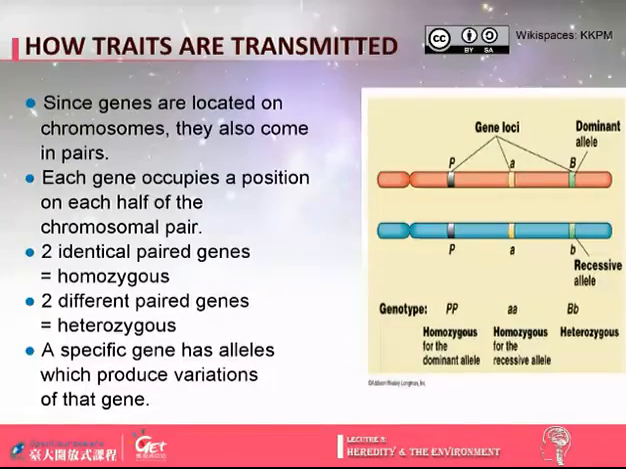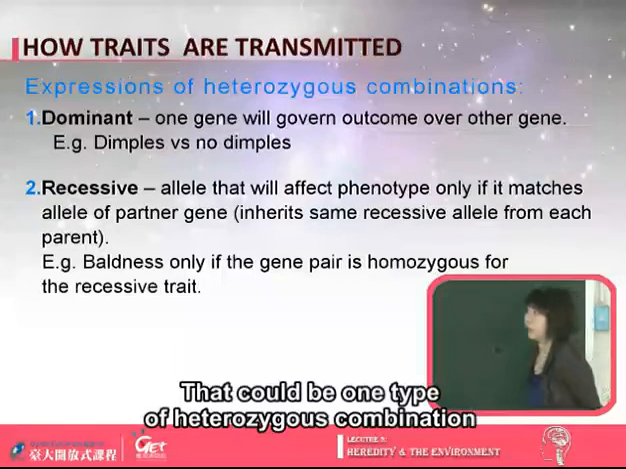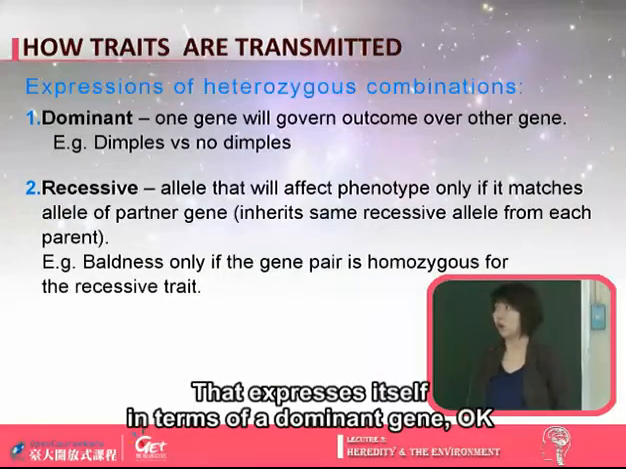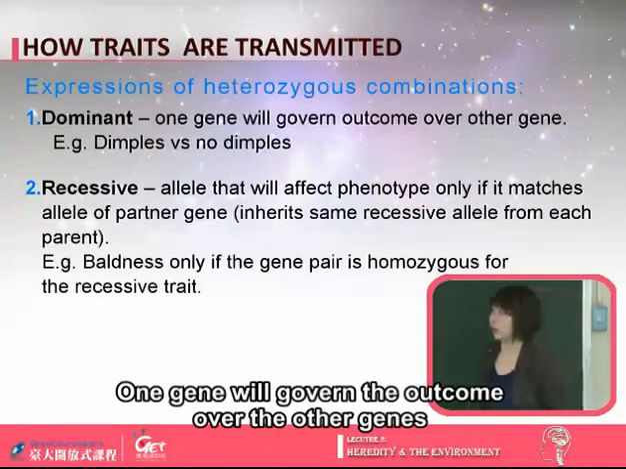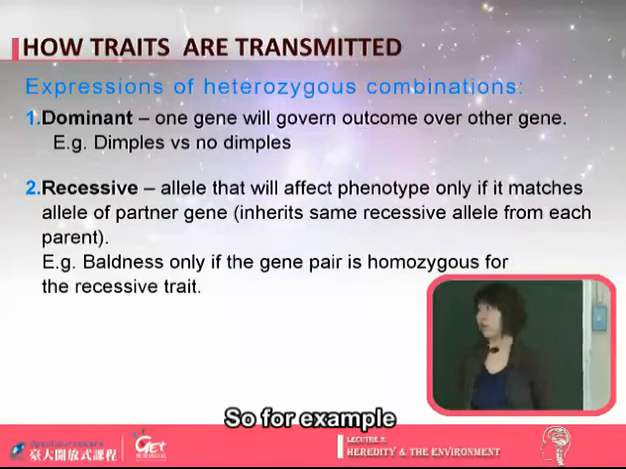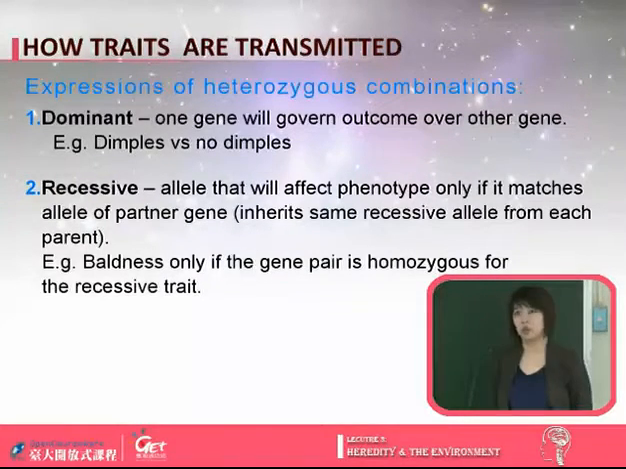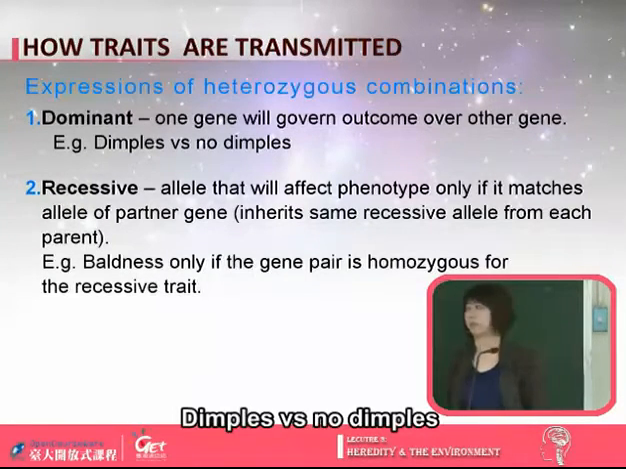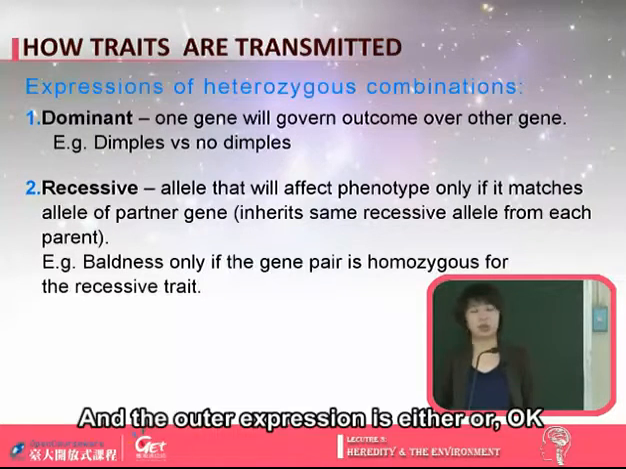Okay? For example, there could be one type of heterozygous combination that expresses itself in terms of a dominant gene. Okay? When it's dominant, one gene will govern the outcome over another gene. So for example, the difference between people who get dimples, 酒窝, right? Dimples versus no dimples. Simply one gene dominates another, and the ultimate expression is either or.